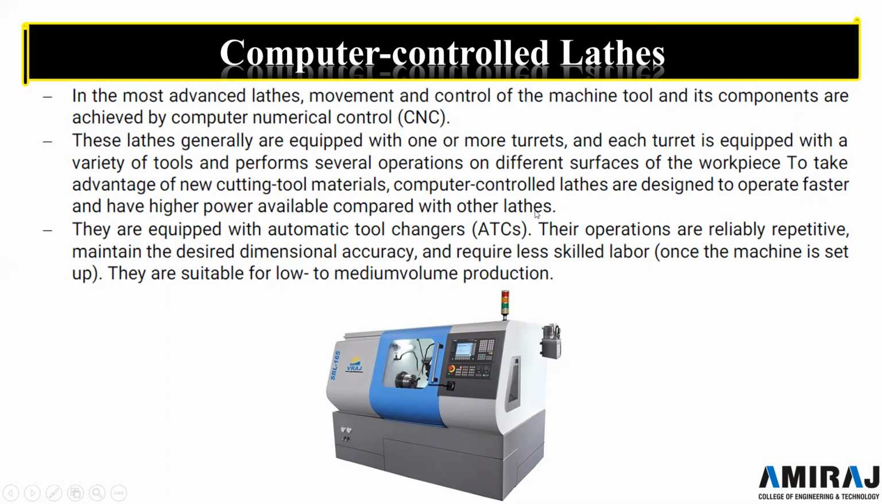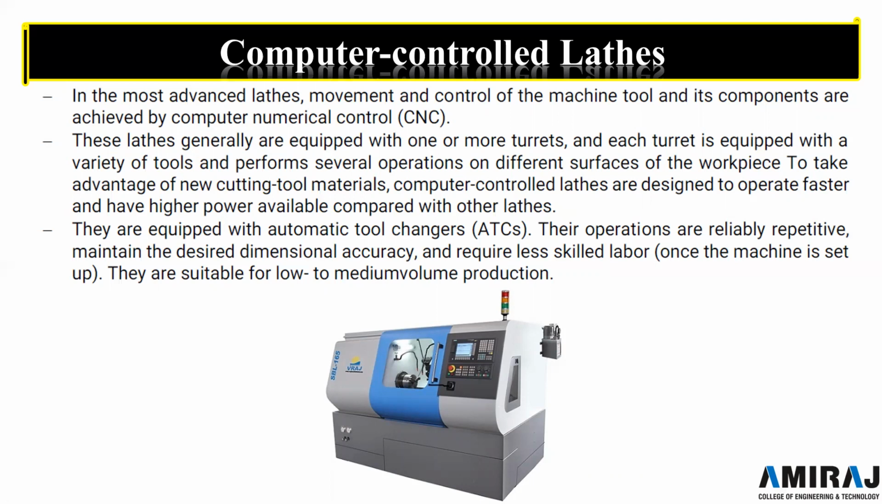Now, these computer numerical control lathes are very highly used in the industry because they are having this quick changing facility due to the use of turret, as well as there are the new advanced cutting tools used for the cutting purpose, and also the speed is very high, and they are also equipped with the automatic tool changers. There is a specific provision for changing the tool automatically. And their operations are reliably repetitive and maintain the desirable dimensional accuracy. In micro level dimension, the CNC machines are capable of achieving the accuracy in micron. Okay, and the surface finish is also achieved of high accuracy.